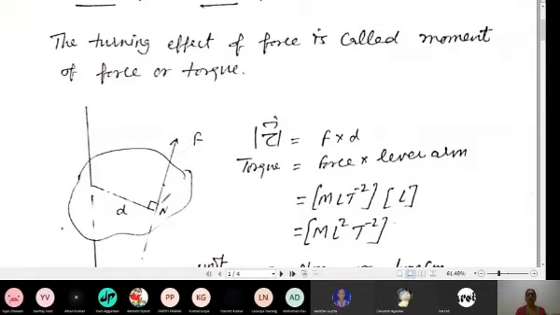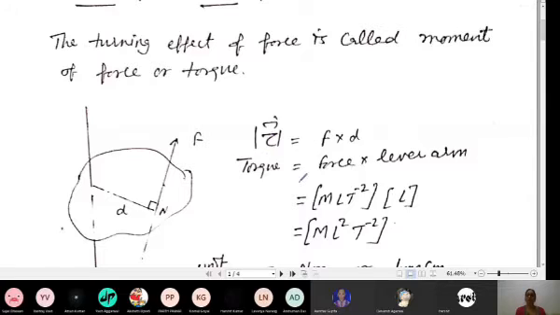Otherwise, d is the perpendicular distance from your axis of rotation to the point where you are applying the force. The magnitude of the torque is given by the product of the force and the perpendicular distance. If I decrease this perpendicular distance, then of course I decrease the value of the torque. So for getting the maximum value of the torque for a given force, this perpendicular distance d should have the maximum value.